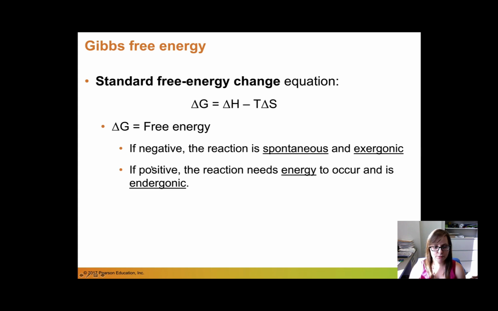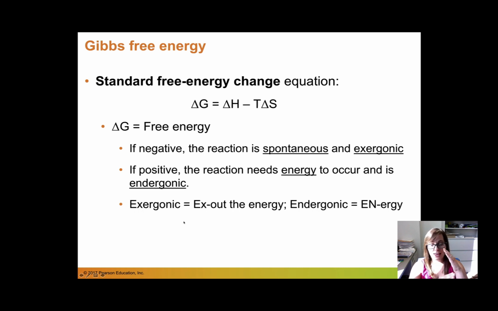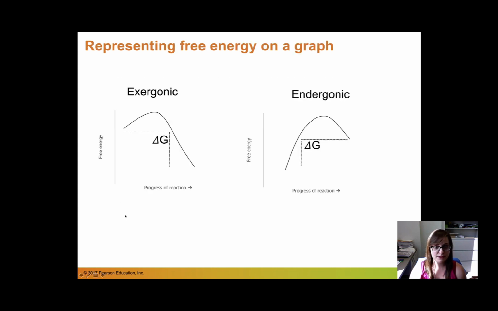If the delta G is positive, then the reaction needs energy to occur, and it's endergonic. And an easy way that I remember this is exergonic: X is the energy out. So that means that if it's an exergonic reaction, it's going to be spontaneous. You don't need energy. And endergonic, for energy, means that you need to put energy into the system to make the reaction occur. So here's what this would look like on a graph.